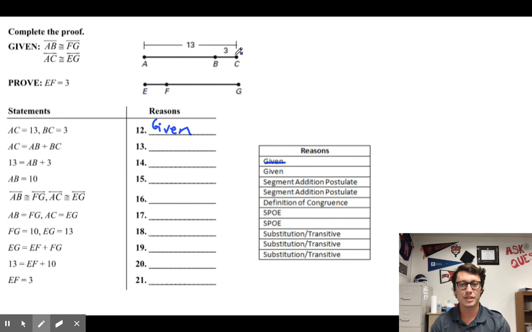Okay, next, AC equals AB plus BC. So AC, the entire segment, is made up of this AB plus BC. Well, we are adding segments here, ladies and gentlemen. So that one is going to be segment addition.